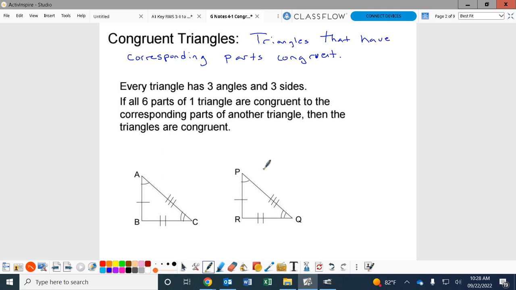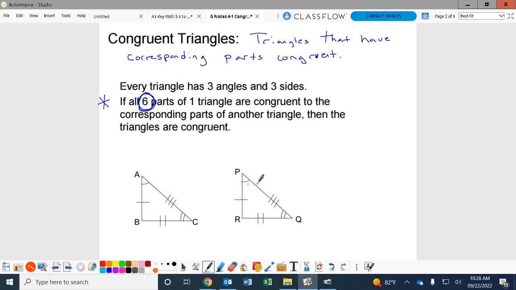Okay, they match up. If all 6 parts match up with all 6 parts of the triangles, then you are going to have congruent triangles. But it takes 6. Guys, listen to me. You need to know this. It takes 6 parts. Why are there 6? There's 3 angles and 3 sides. Lines, whatever you want to call it. You have 3 angles, 3 sides. That's 6 parts that have to match up.